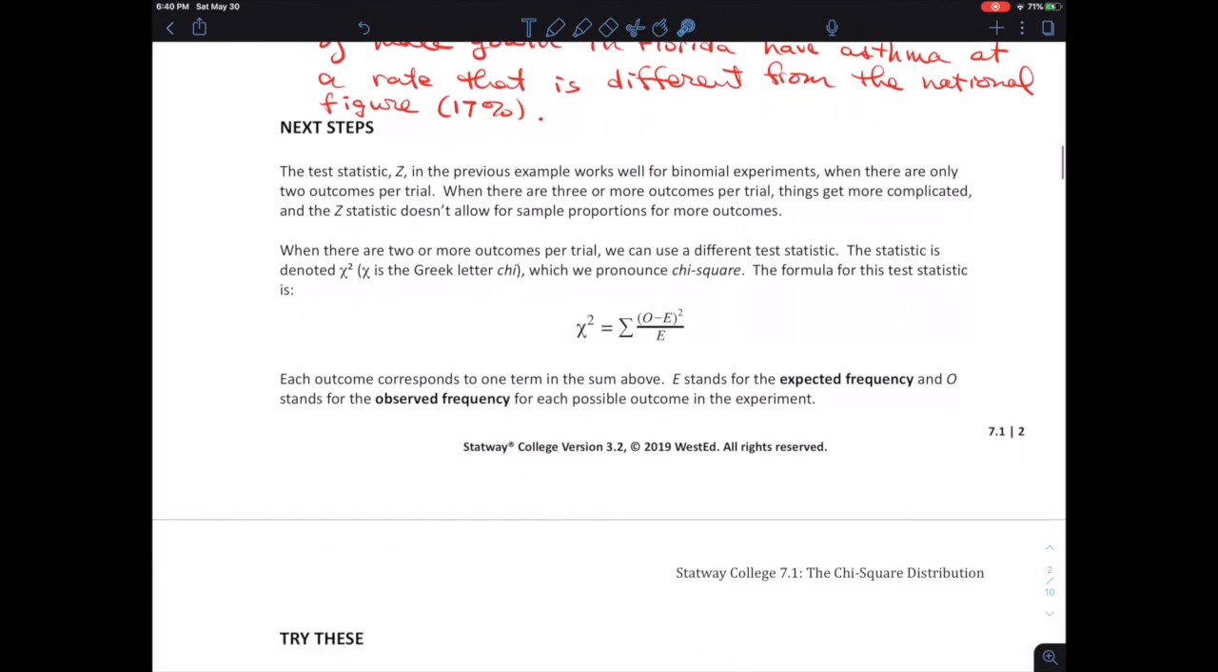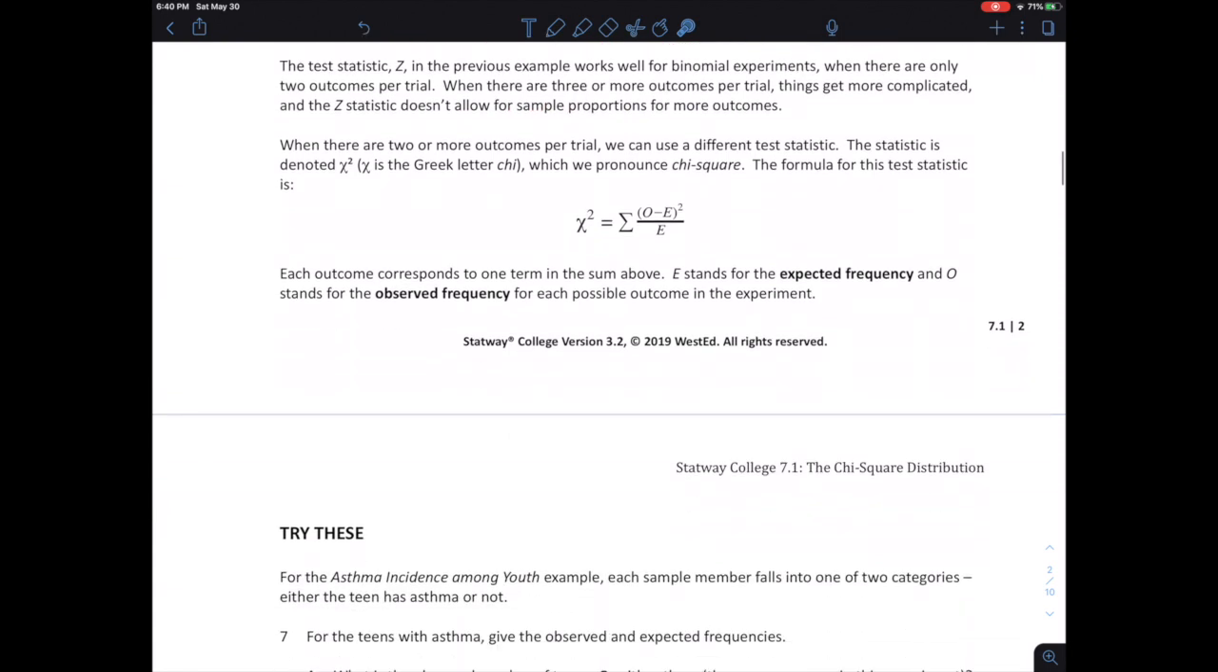So, under next steps, it says the z-statistic in the previous example works well for binomial experiments when there are only two outcomes per trial. When there are three or more outcomes per trial, things get more complicated, and the z-statistic doesn't allow for sample proportions for more outcomes. When there are two or more outcomes per trial, we can use a different test statistic. Now again, two outcomes we just did, which was either you have asthma or you don't. But what about more outcomes? Well, again, you can use a different test statistic in those cases.